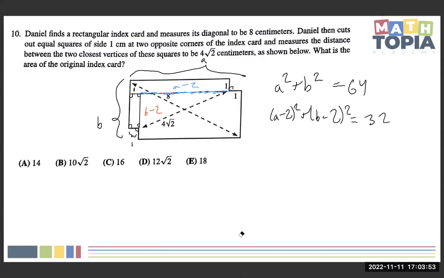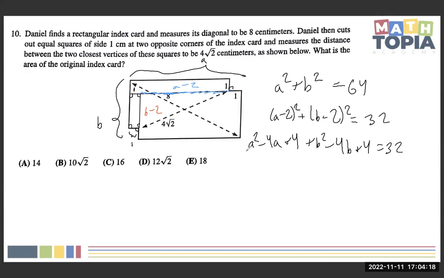Now we have enough information to solve the problem, because we have two variables and two equations. We can solve for A and B. But we'll go about it in a way where we don't even solve for A and B. Let's just solve for the product AB. What I mean by that is we're going to expand this: A squared minus 4A plus 4 plus B squared minus 4B plus 4 is equal to 32.